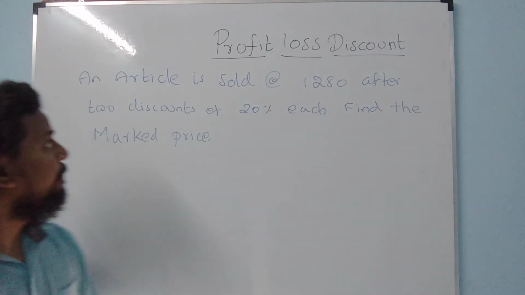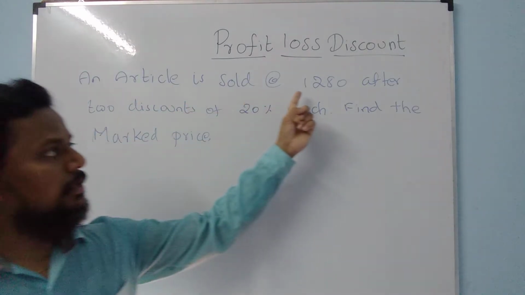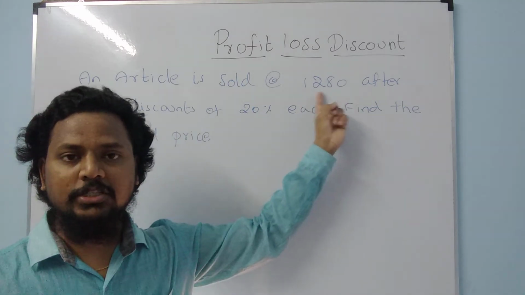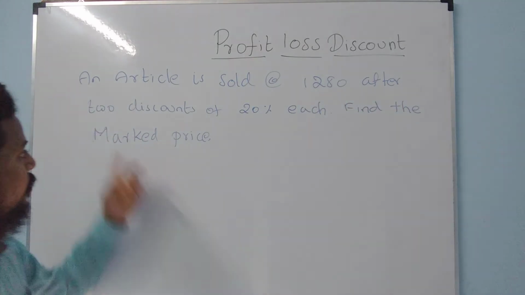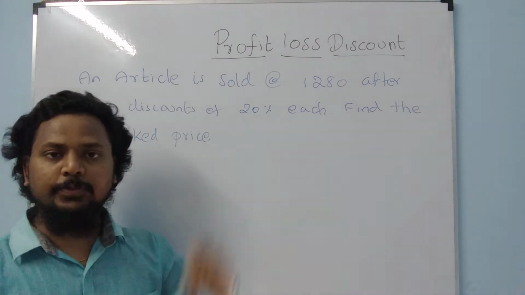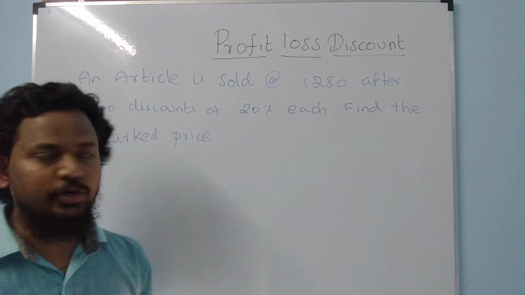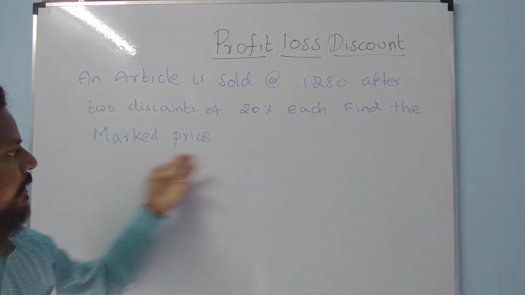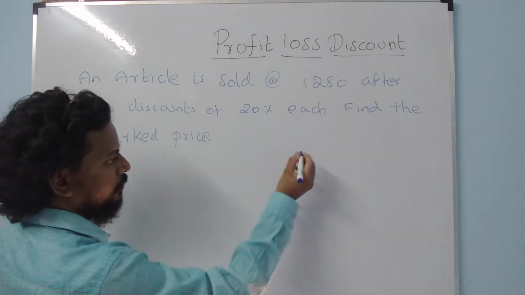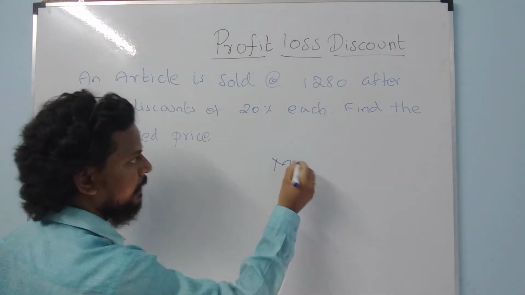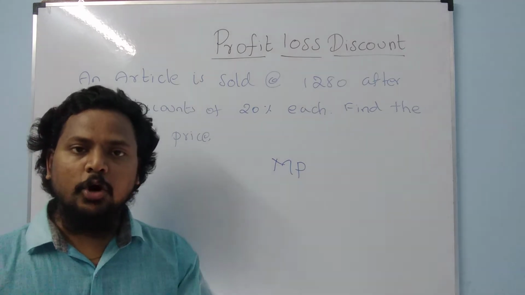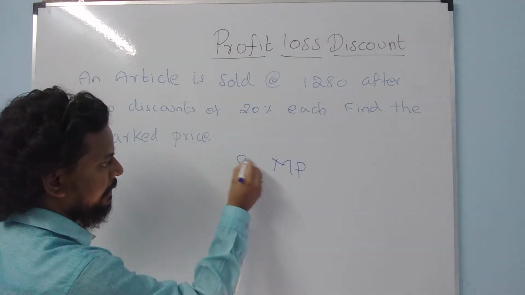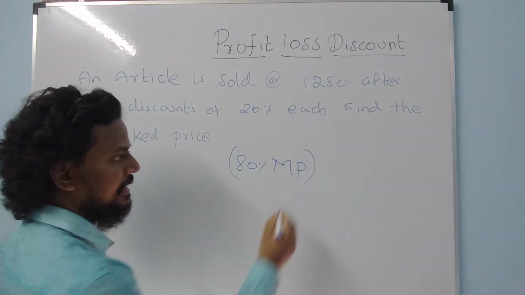Let's see this question. An article is sold at 1280 rupees after two discounts of 20% each, which means first 20%, second also 20%. Find the marked price. What is the marked price? We don't know. So marked price is MP. What is the first discount? 20%. Then how much will be remaining? 80%. So now this is the second price.